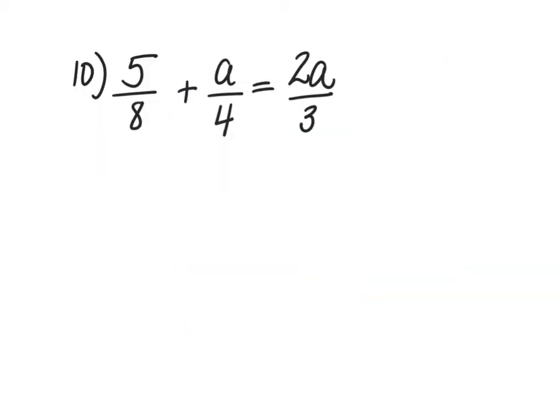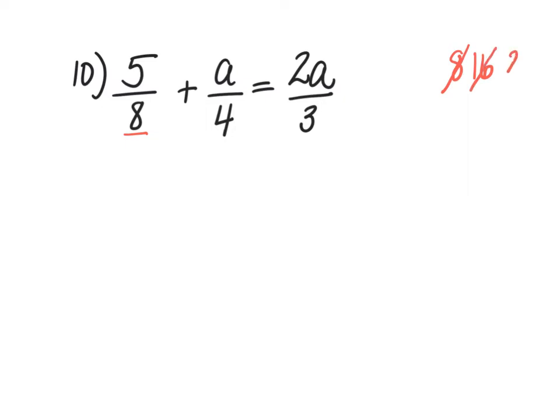The next problem, 5/8 plus 8a over 4 is equal to 2a over 3. So just like before, we're going to start with our biggest denominator, which is 8, and we're going to do multiples of 8 until the other denominators go evenly into that number. So 8 divided by 4 is 2, but 8 divided by 3 is not an even number, so I'm not going to use 8. Well, 16 can be divided by 4, but 16 can't be divided by 3 evenly.